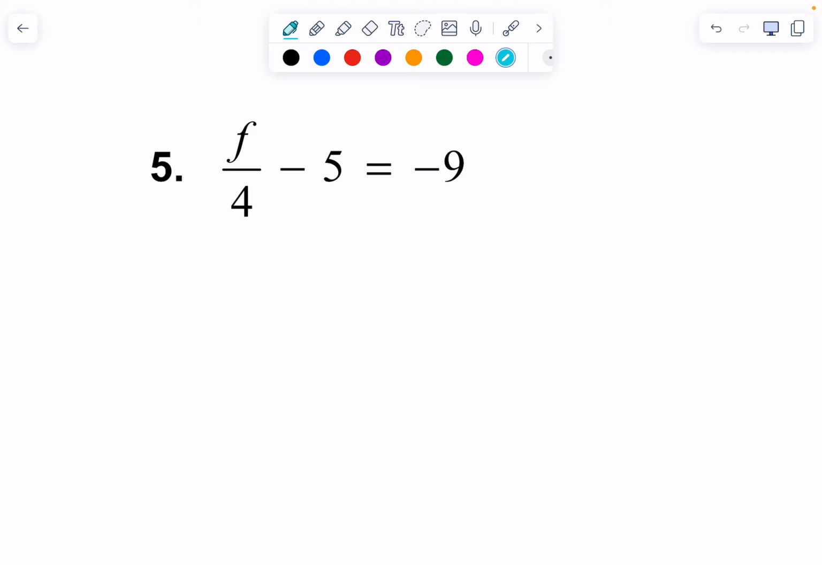Is there anything we can distribute? Just yes or no? No. Are there parentheses we can distribute? No. Okay. Vivi's just really excited for our next step.